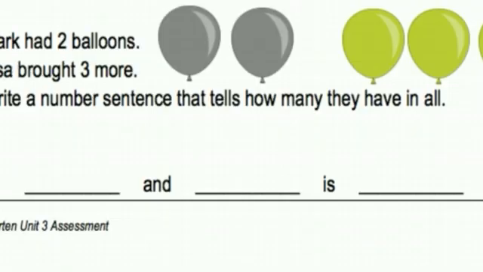Number 7. Mark had 2 balloons. Lisa brought 3 more. Write a number sentence that tells how many they have in all. Mark bought 2 balloons. Lisa bought 3 more. Write a number sentence to tell how many they have in all. And here's where you write your number sentence.